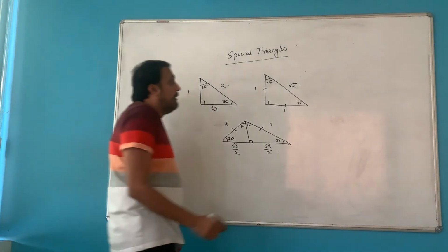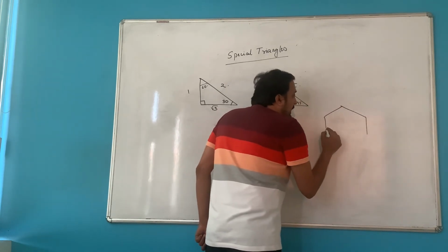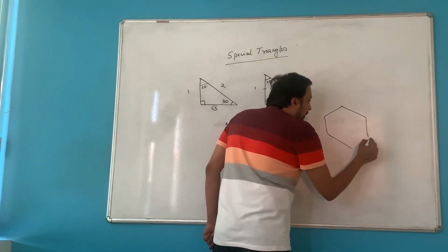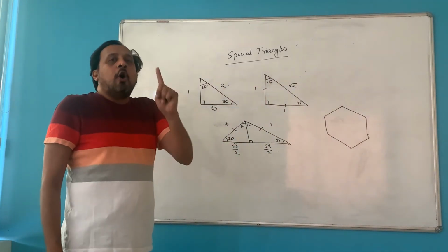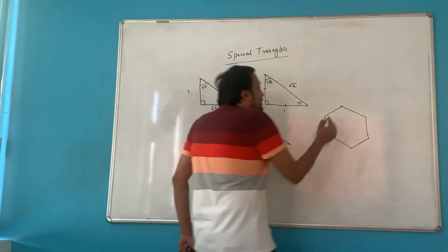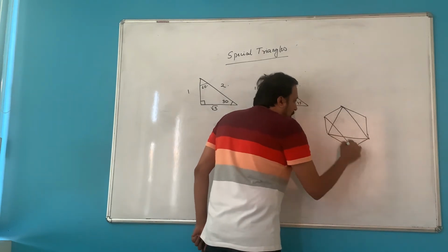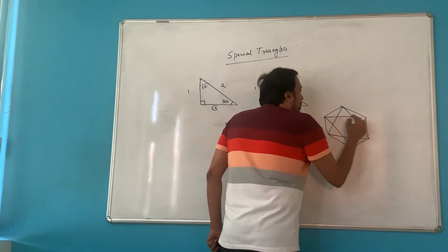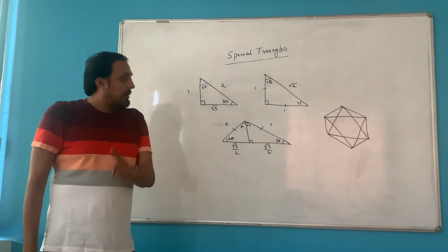Where is it very helpful? It's very helpful especially in the case of a regular hexagon. What's a regular hexagon? All 6 sides are equal and all 6 angles are also equal to each other. If we check all these diagrams, all these triangles are essentially nothing but 30, 30, 120 triangles.